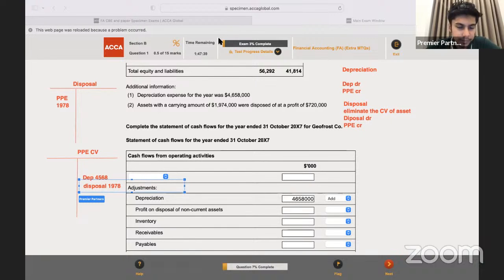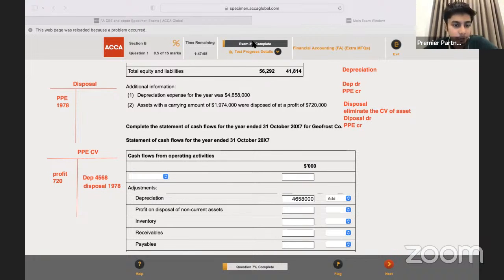Okay, right. Then, guys, let's move to the next adjustment. Assets with a carrying amount of 1,794,000 were disposed at a profit of 720,000. Normally, guys, when you sell and it becomes a profit, what should happen in your PPE account? You need to mark that on the debit side and show profit on disposal, 720,000. Like this, you have to mark.